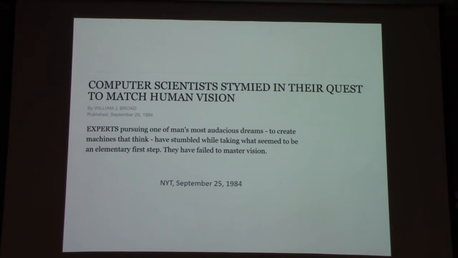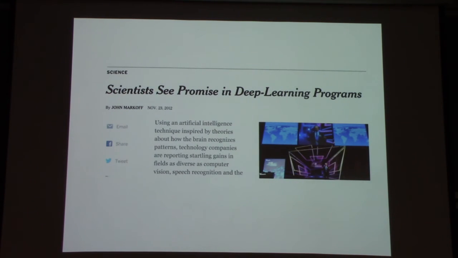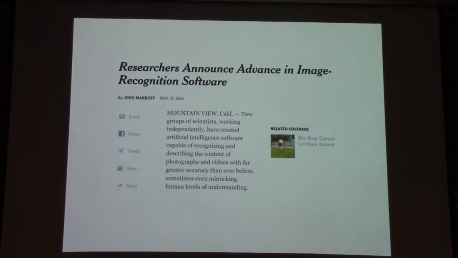1984, computer scientists stymied, again New York Times. This is the AI winter. This was the time when they said, this machine, at that time it was not called machine learning, it was called pattern recognition. Pattern recognition is bogus. Computer scientists have failed to master vision. And then suddenly, 2012, deep learning sees progress. The hyperbole is identical. You could have taken these news articles from 1958 and released them in 2012. It would be hard to tell the difference.